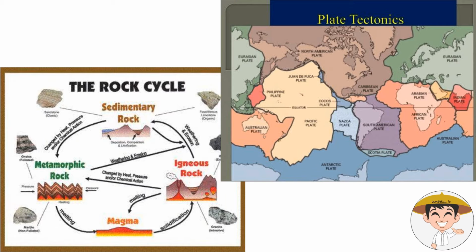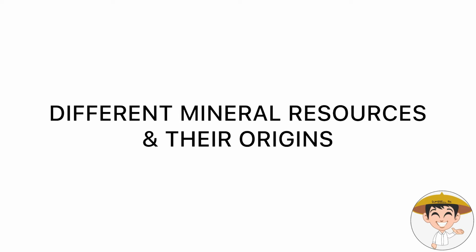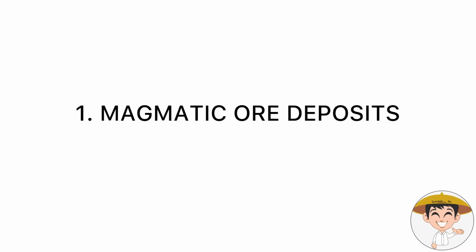Now we have different mineral resources and their origins. I think we have five different mineral resources and their origins. Now let's start. First, we have magmatic ore deposits.